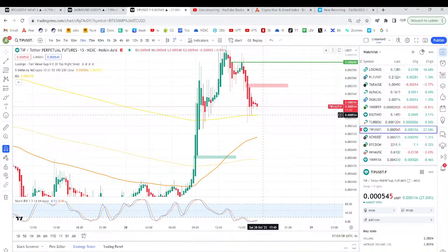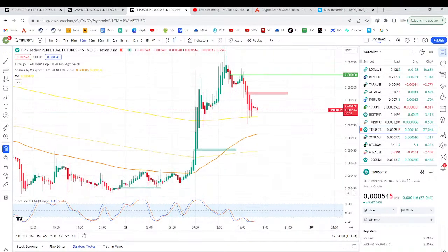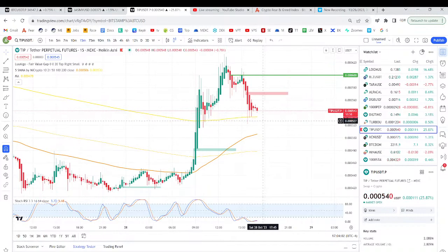I'm really looking for it to break 53 again for me to want to enter a short, but that's incoming very quickly. So I might take a short on this actually during this live stream. It looks like it wants to keep dumping. I think I'm going to do that actually. So I'll be right back. Give me about 30 seconds. I think I'm going to take a short on Tipcoin because it looks like it wants to keep dumping.